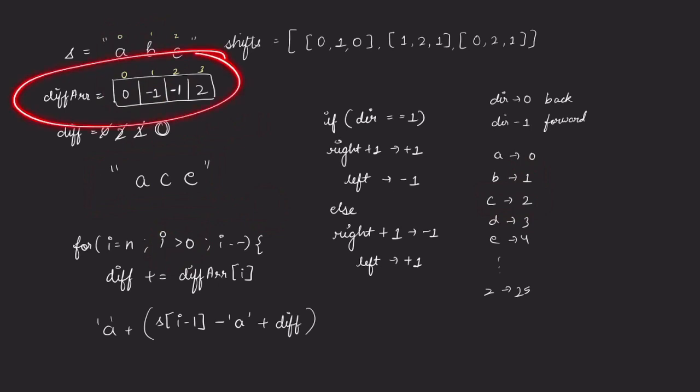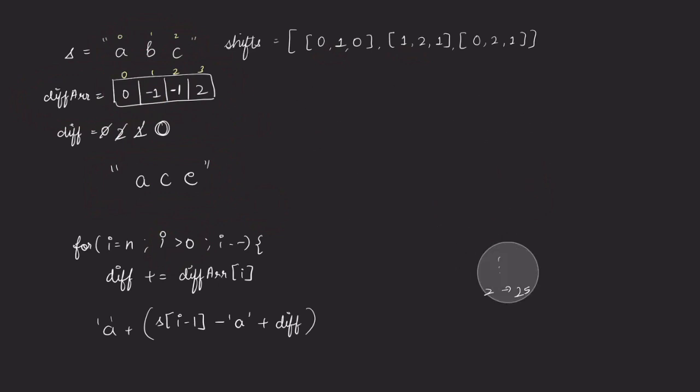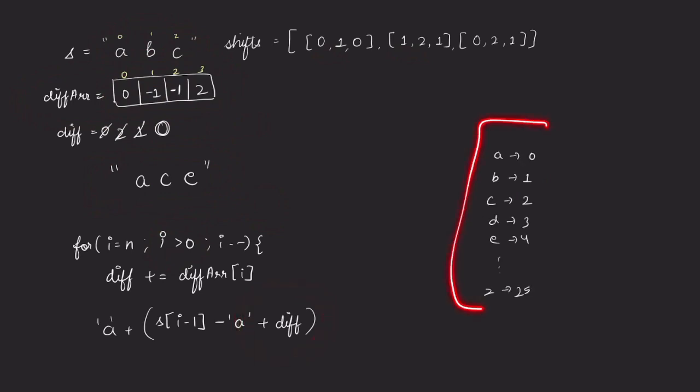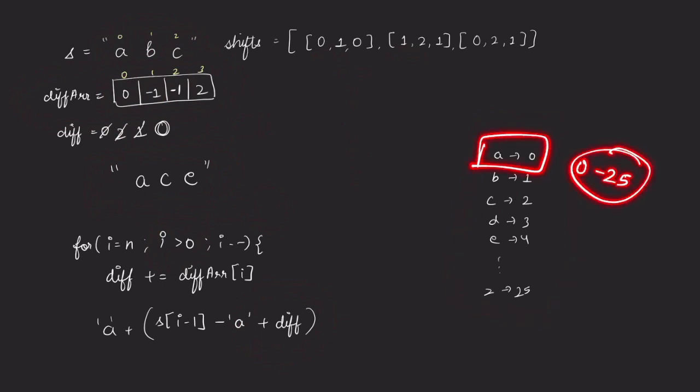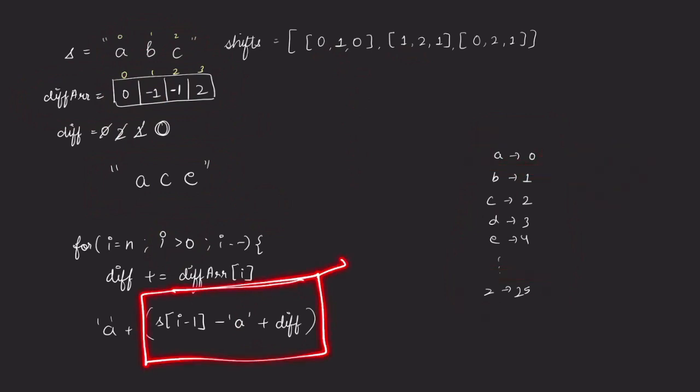So with the help of this difference array, without iterating over each range inside the string S, we were able to build our final string, right? Now, a few things to keep in mind before we jump to the solution. When we are doing plus 1 and minus 1 over here, as you see, we have only 0 to 25. A is 0 and Z is 25. So whatever number we get should be in the range 0 to 25, right?